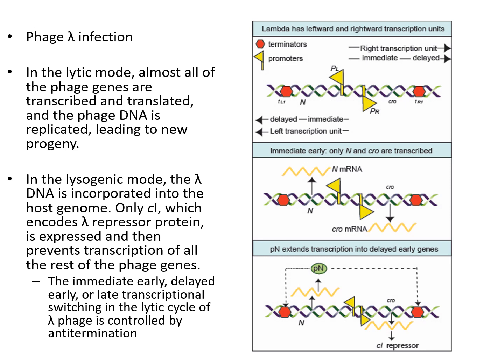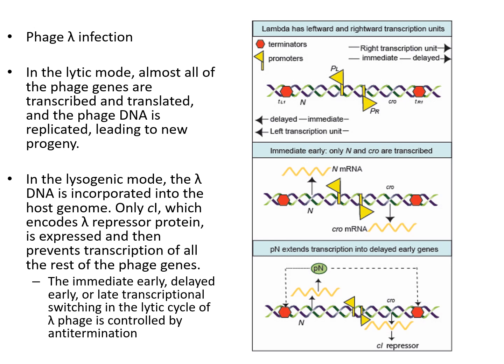One of the examples is lambda phage infection. In the lytic mode, almost all of the phage genes are transcribed and translated, and the phage DNA is replicated, leading to new progeny. And then in the lysogeny mode, the lambda DNA is incorporated into the host genome. And only cI, which encodes the lambda repressor protein, is expressed and then prevents the transcription of all the rest of the phage genes.